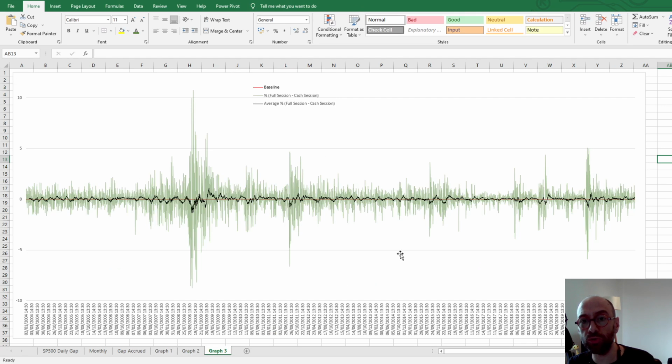And the last chart I want to show you is basically just the difference. So without aggregating, just the difference from session to session, the full session minus the cash session. So you can just see, obviously, always the baseline 0, and that's the red line, and I call it just baseline. And then I did a 22 moving average, which is more or less the equivalent of 22 working days. So more or less a month rolling moving average of that gap.